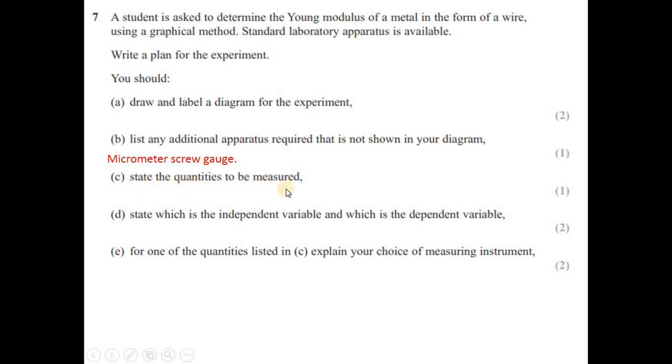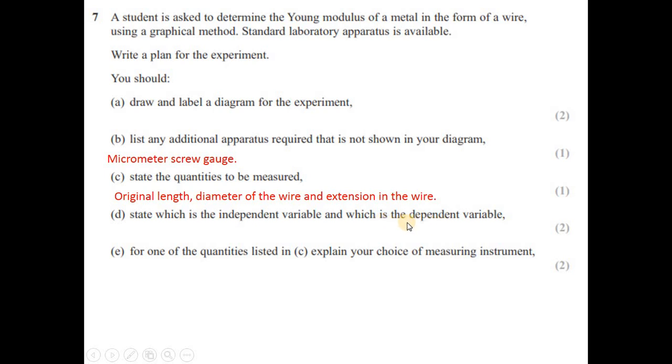Part C, state the quantities to be measured. So we are going to measure length from the meter rule, extension from the meter rule, and diameter from the micrometer screw gauge, and the load that we are going to hang on it. So original length, then diameter of the wire, and extension of the wire. Part D, state which is the independent variable and which is the dependent variable. So if you recall, when you do your experiment, first you add some load, due to which the wire is extended.